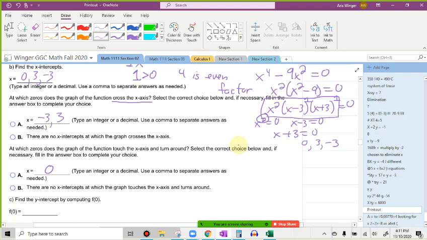Floor is open for questions on that. So you just look at the graph, see which ones cross through, see which ones turn back where it came from.